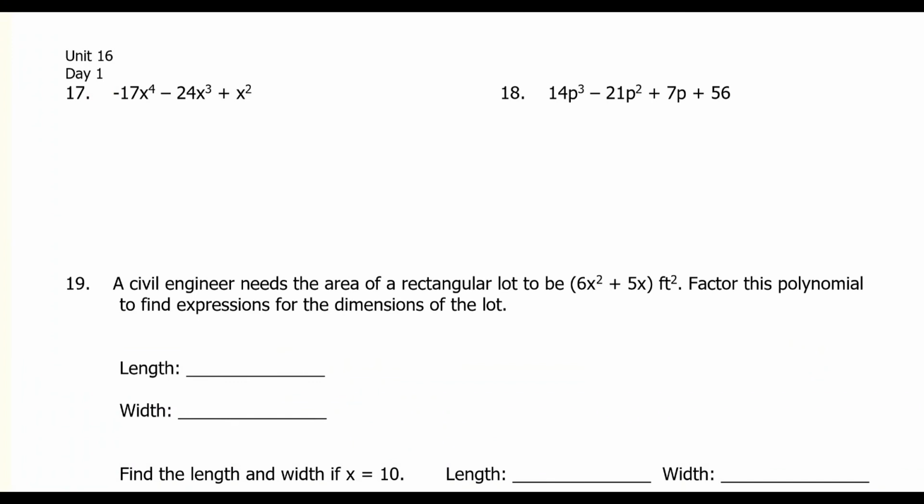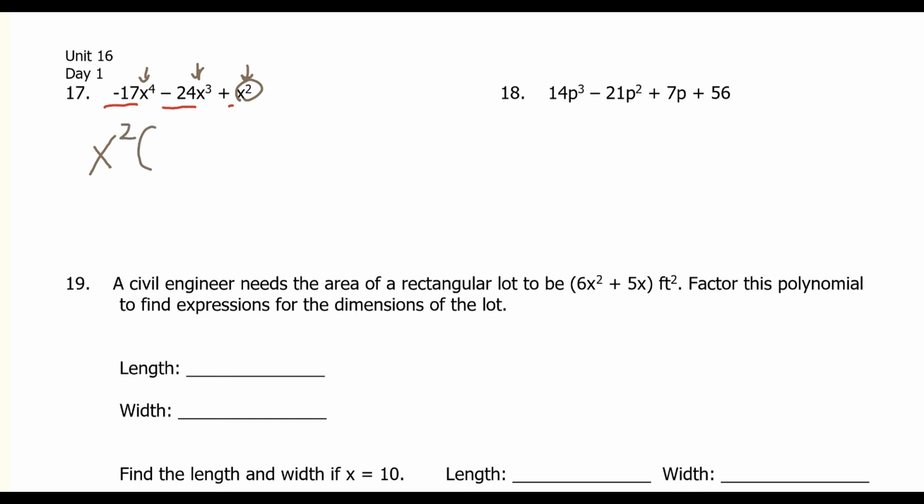Alright, last 4 problems. We've got 17, 18, 19, 20. Now, on number 17, if you'll notice, there is nothing that goes into 17, negative 24, and 1 evenly. But there is something that will go into the x to the 4th, x to the 3rd, and x squared. What we're going to do is pick the smallest of the exponents concerning the x. So we're going to go x squared on the outside.